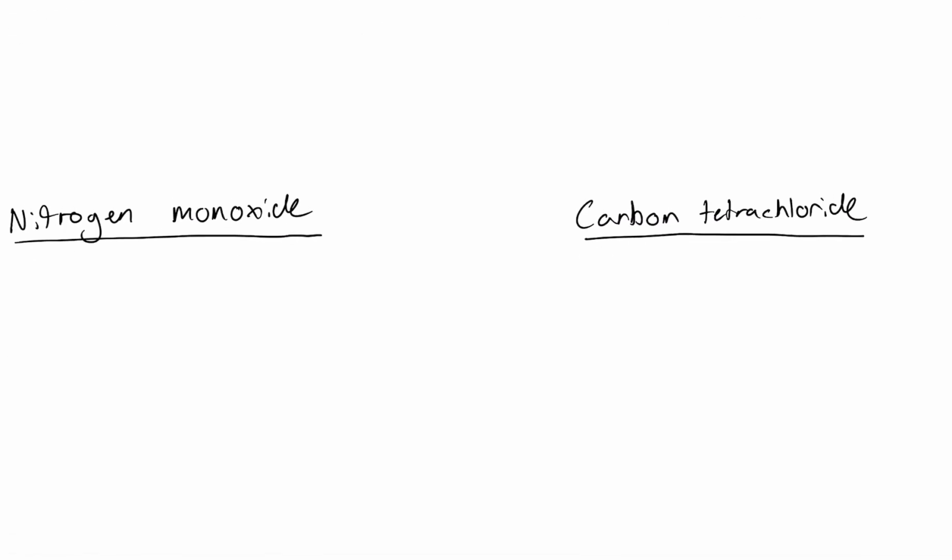But when you come back, you'll see that the chemical formula for nitrogen monoxide is simply NO. There's no prefix for the nitrogen, and there's a mono in front of the oxygen. So nitrogen monoxide is simply NO. And then for carbon tetrachloride, the chemical formula is going to be CCl4. And that's because there's no prefix for the carbon, and then there's a tetra in front of the chlorine. So there's 4 chlorines.